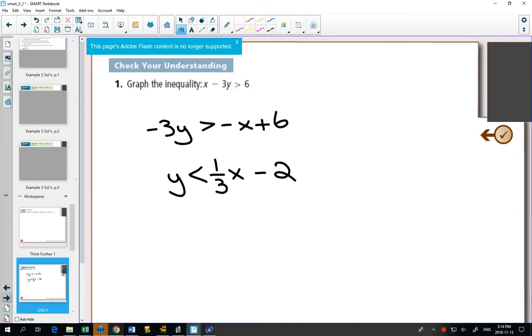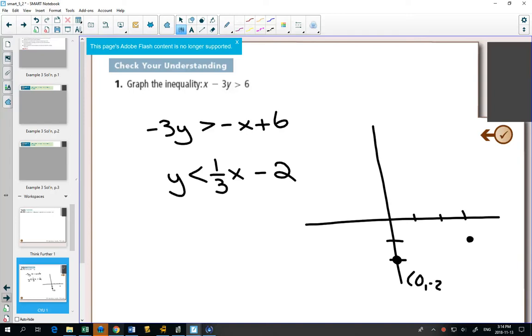So now that it's in y equals mx plus b form, what's my y-intercept? Negative 2. That's 1 point on my graph. If my slope is 1 over 3, that means I would have a rise of 1, a run of 3. So I have 1 point at 0, negative 2, and now I have another point at 3, negative 1.